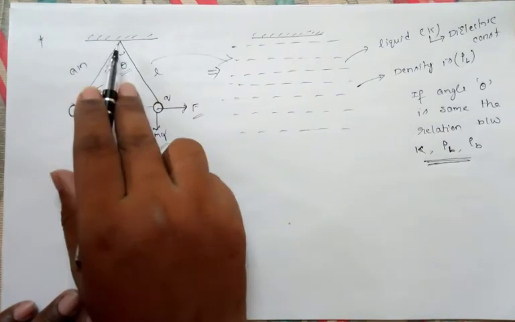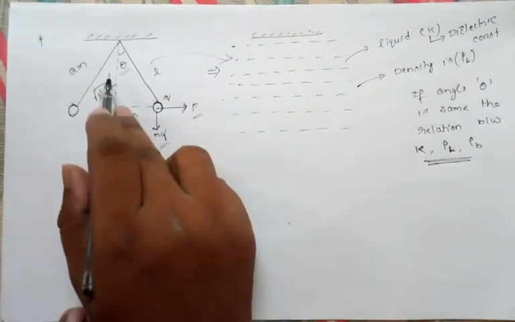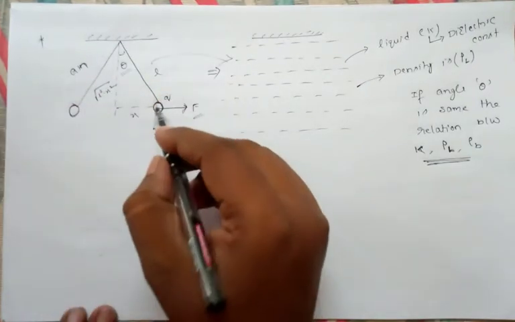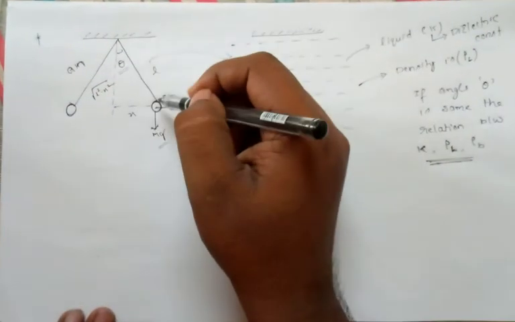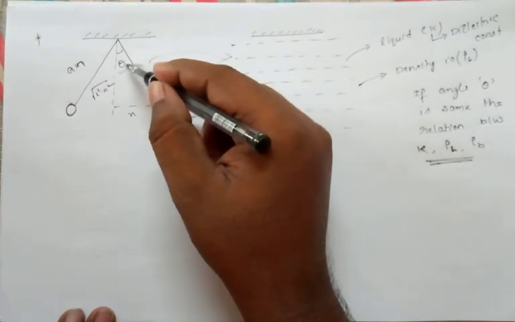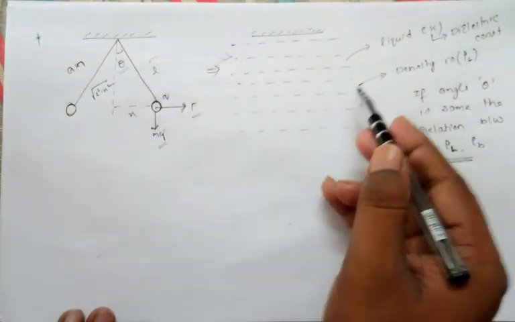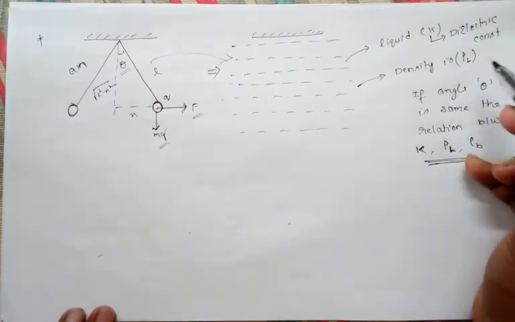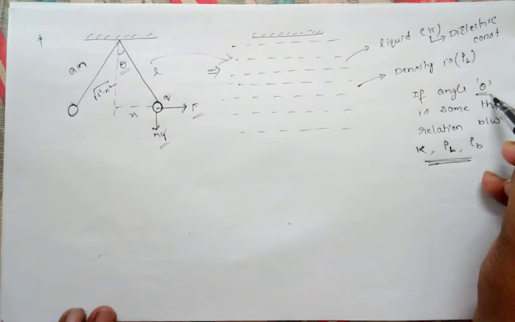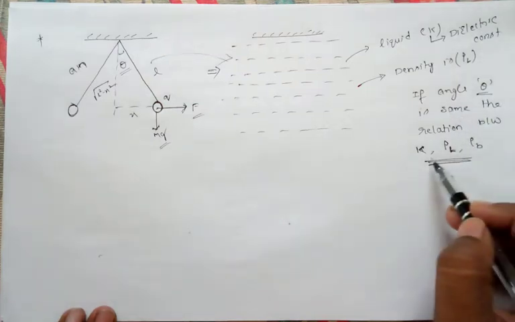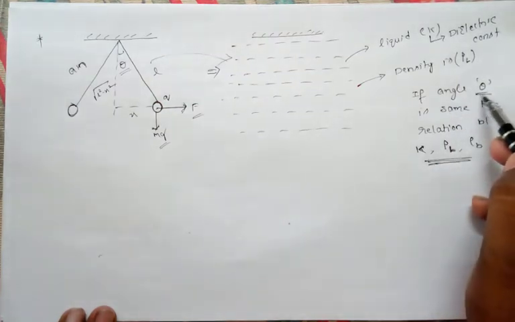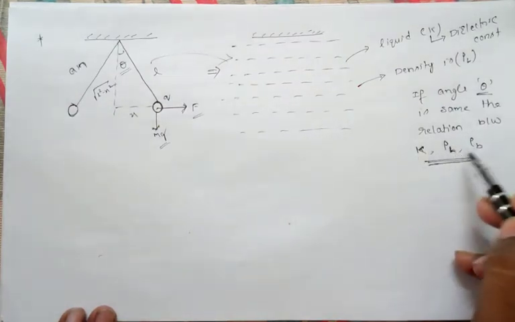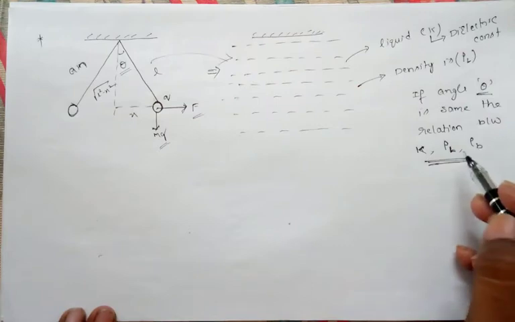So understand here, the pith balls are taken in air. We know the angle of displacement, the angle made by the silk thread with the vertical, is theta. Now if this entire setup is placed in a liquid of dielectric constant K and density of the liquid rho L, to make the angle the same, what is the relation between the dielectric constant, density of the liquid and the density of the body? That we will be discussing.